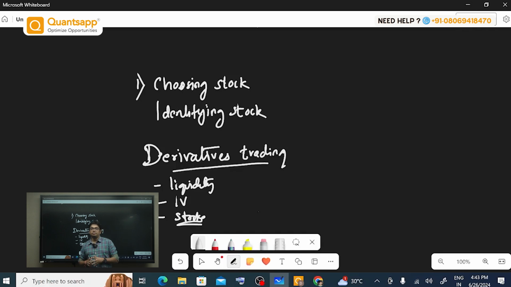Some people say, I trade only these 5 to 6 stocks. But those 5 to 6 stocks might not be suitable for a particular trader. They find them highly volatile, they can't find any opportunity in these stocks, so they often miss those opportunities.